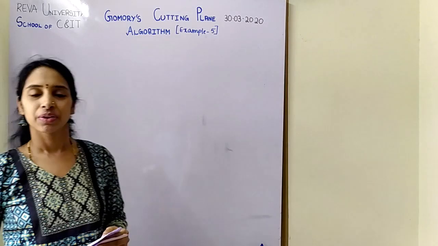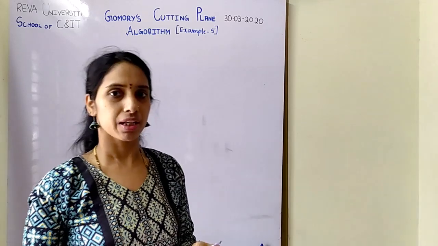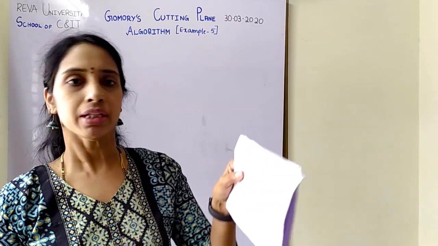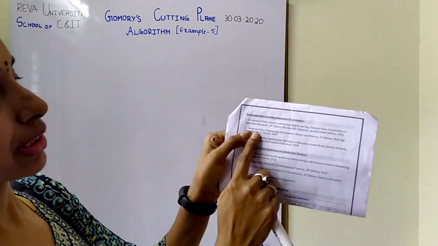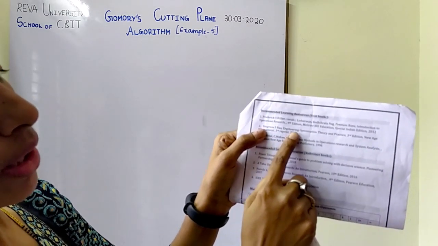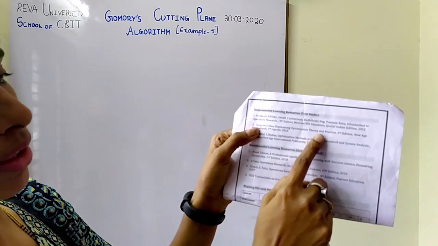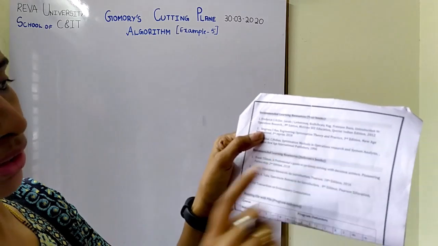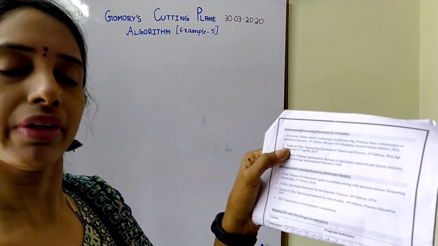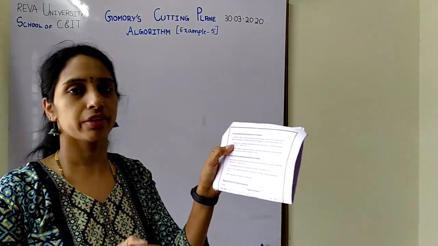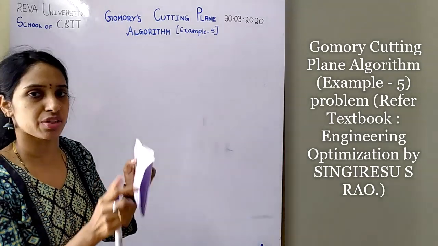Good afternoon. Today we will solve a problem using Gomory's cutting plane algorithm. This is the problem from Singiresu S. Rao, Engineering Optimization: Theory and Practice, 3rd edition. So we will be solving one Gomory cutting plane problem from this textbook.